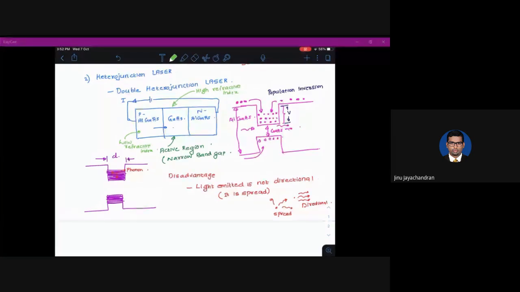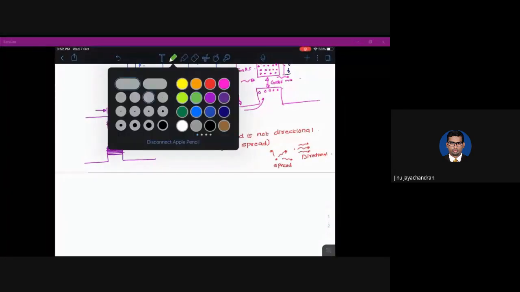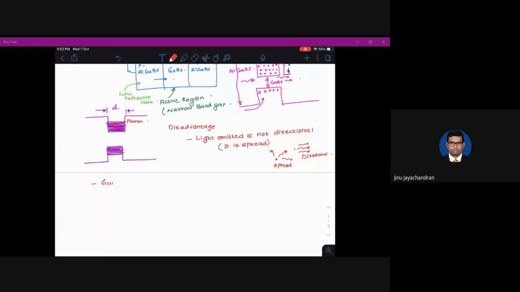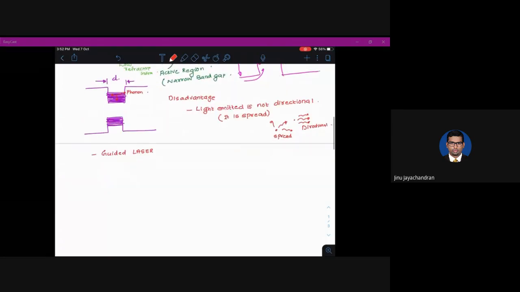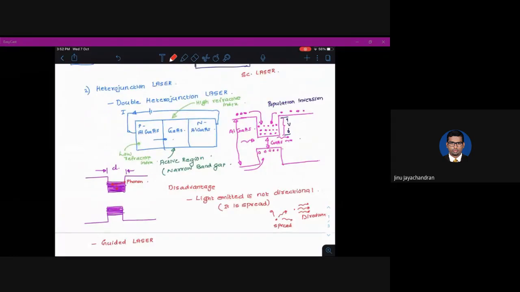So the disadvantage that we have told is light emitted is not directional. So how can we make sure that light emitted is directional? For that, we have something called a guided laser. This is actually a part of heterojunction lasers where instead of providing current to the whole material, you will provide current only to the active region.